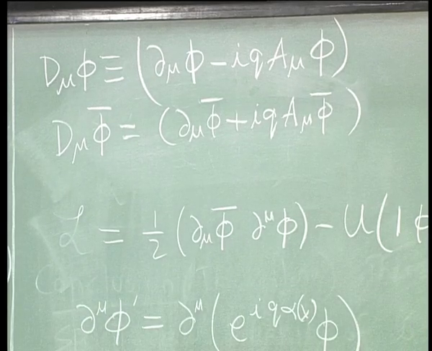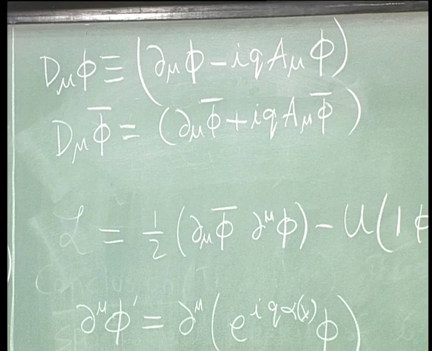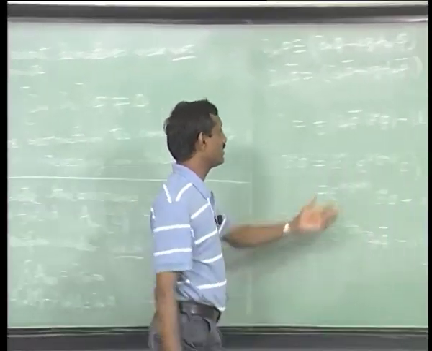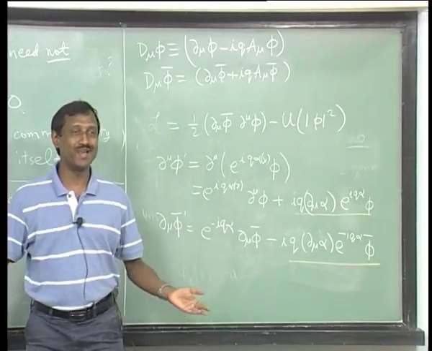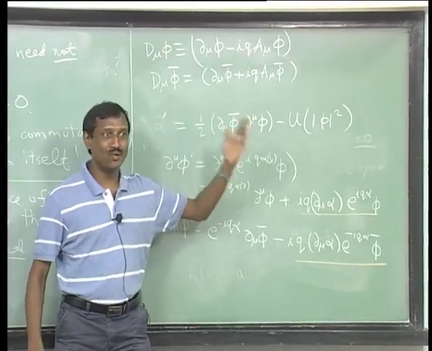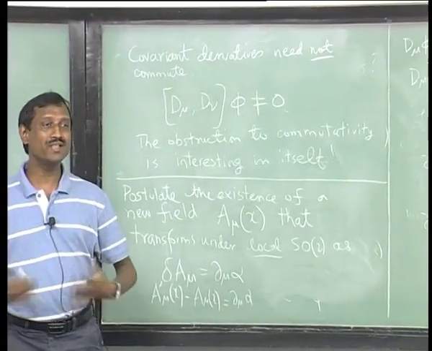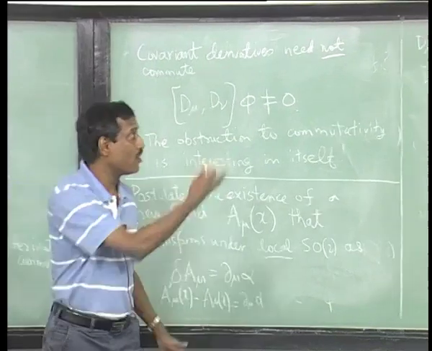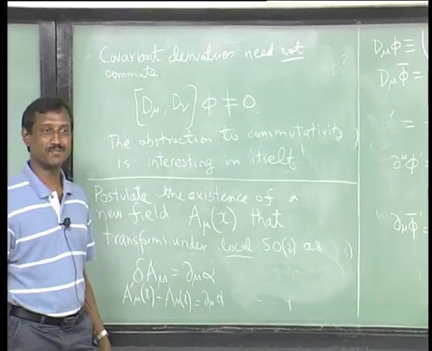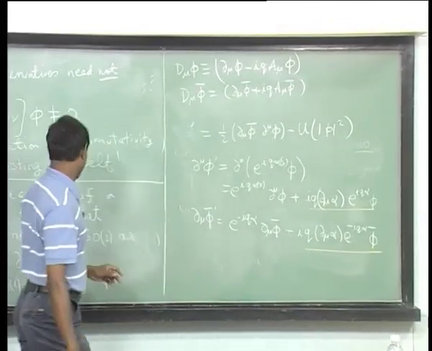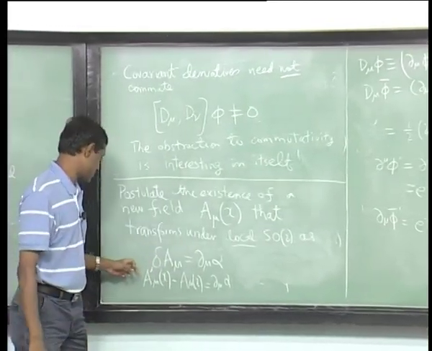Suppose there was a field which did not transform under this, with charge q equal to 0. Then there is no need, it does not transform under this thing, so there is nothing to be done. So when the charge is 0, the covariant derivative reduces to your normal derivative. It only sees fields which transform under this symmetry. Okay.